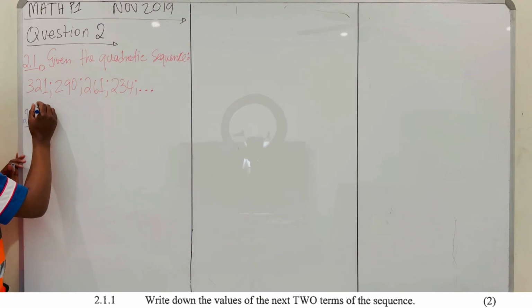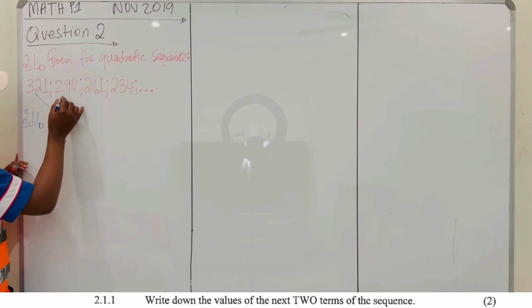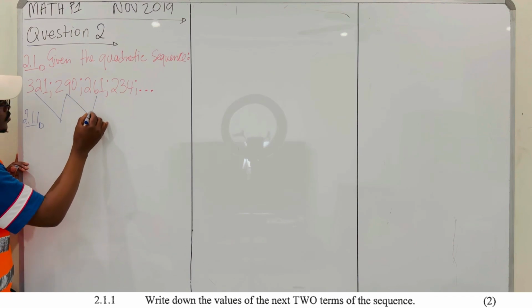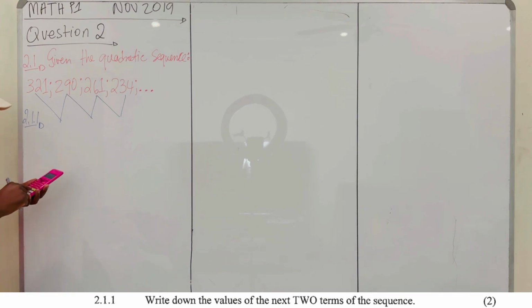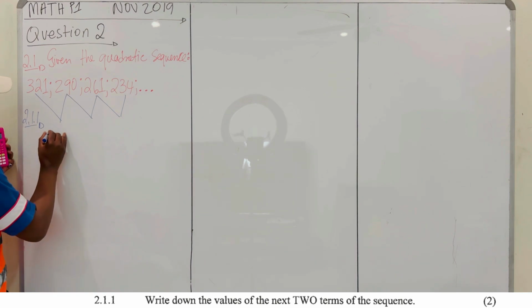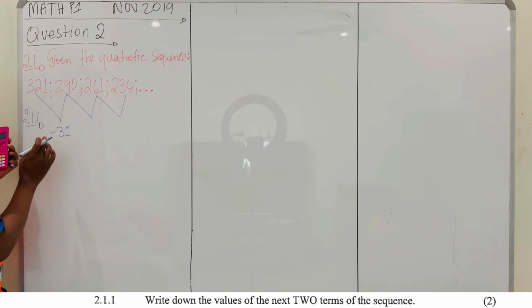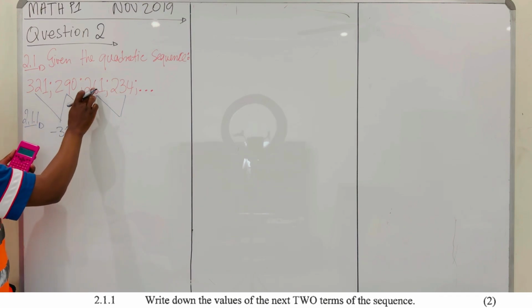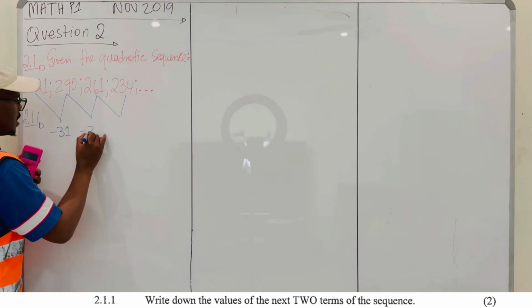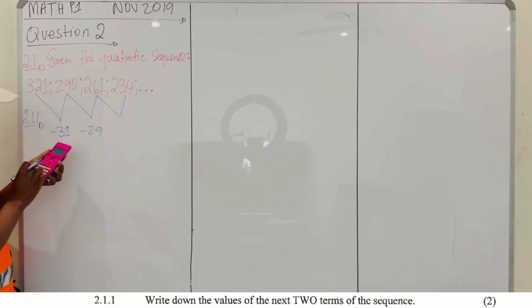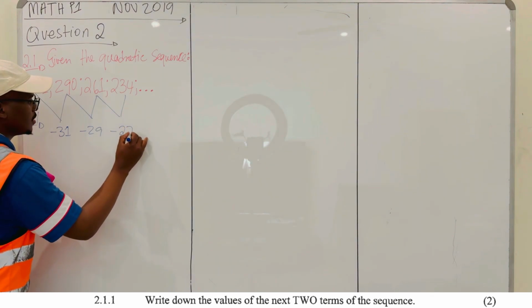So what we're going to do is find the difference between these 2, the difference between the next 2, and the difference between the next 2. So let's get our calculator: 290 minus 321 is equal to minus 31, right? Fine. Then 261 minus 290 is minus 29. 234 minus 261 is minus 27, right?